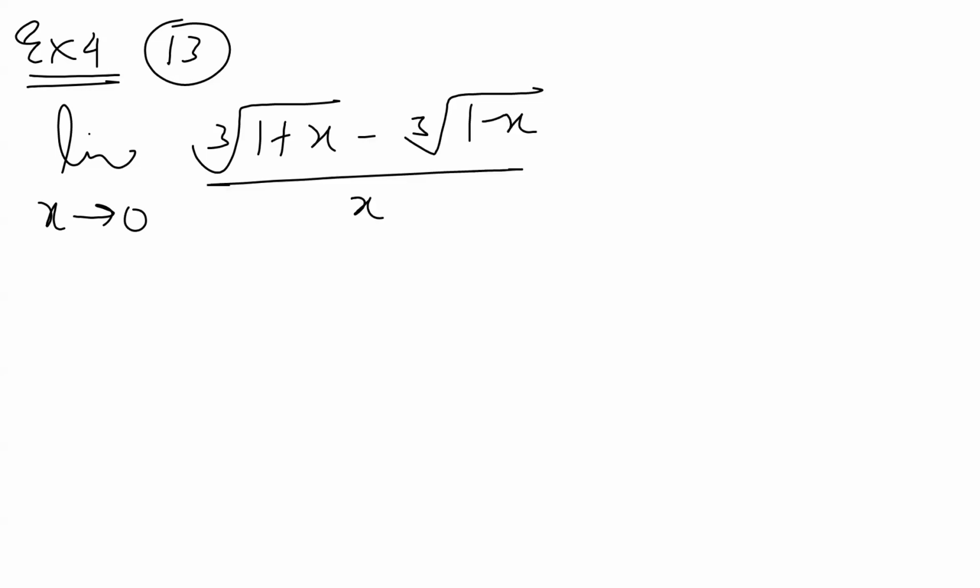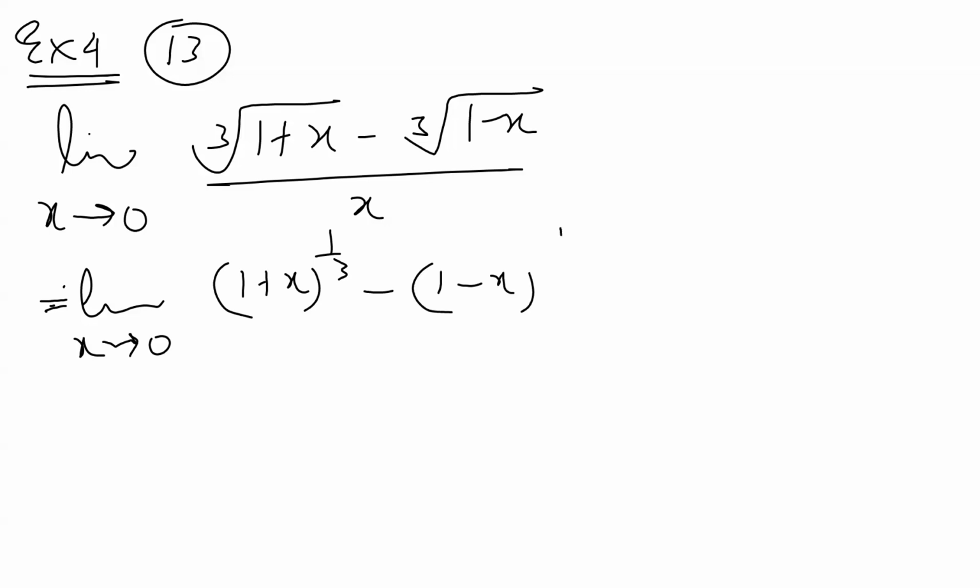Now the problem seems to be rationalization, but this is not rationalization because it's not a square root, it's a cube root. So limit x approaching 0, (1 plus x) raised to 1 by 3 minus (1 minus x) raised to 1 by 3, upon x.